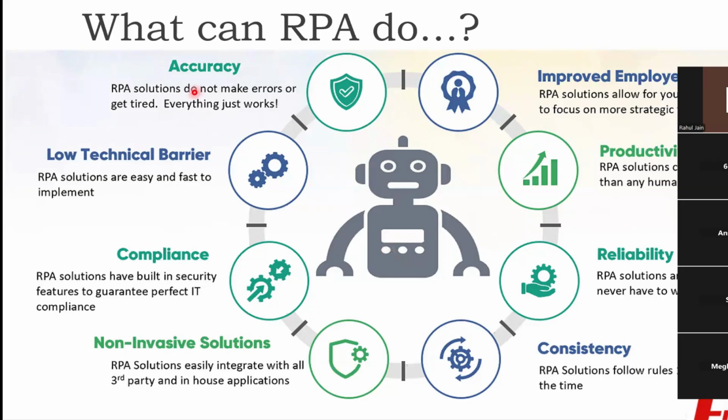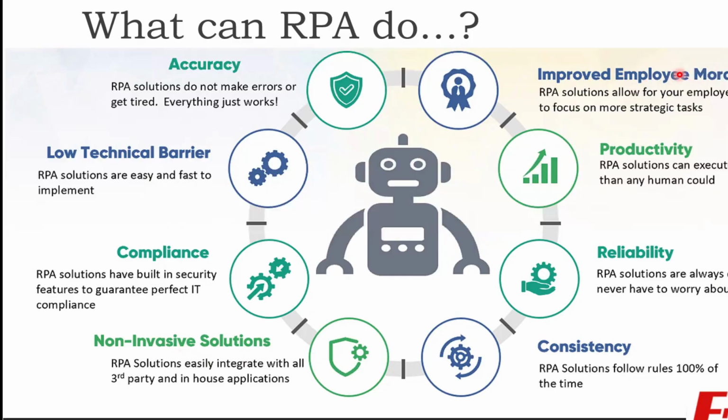Moving ahead with the next slide, what RPA can do. We can say accuracy is there. Then there is a low technical barrier, so it's fast and easy to implement. Then there is compliance as well. And any third party or any application, we can easily integrate with this.